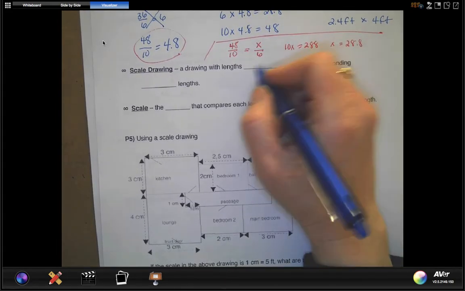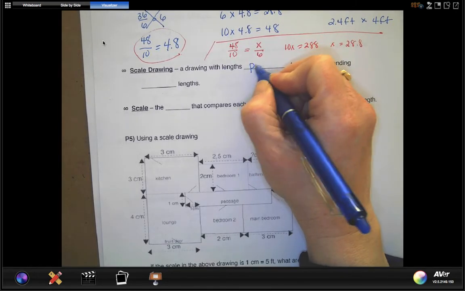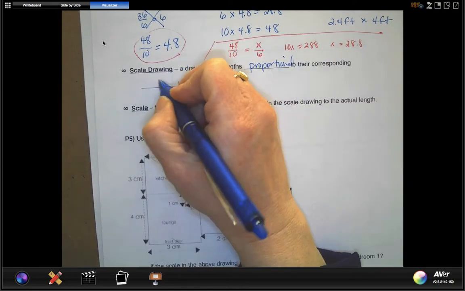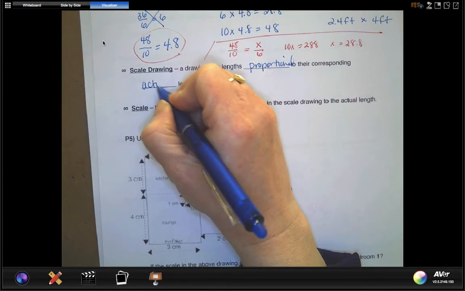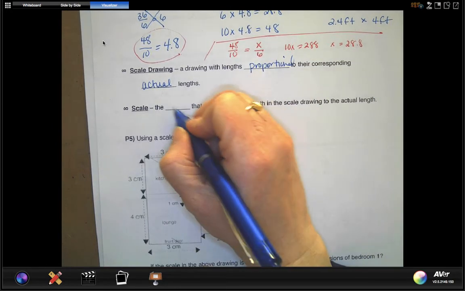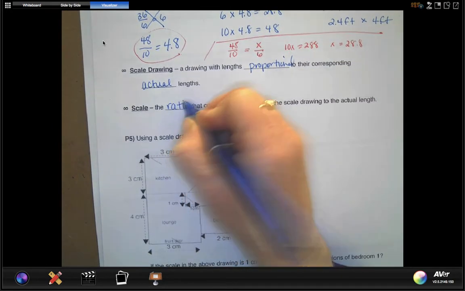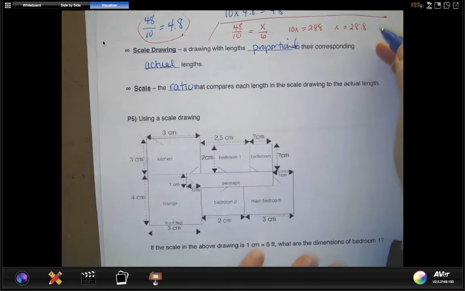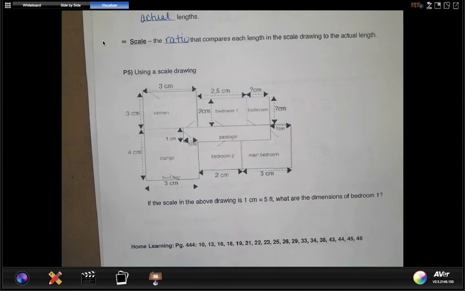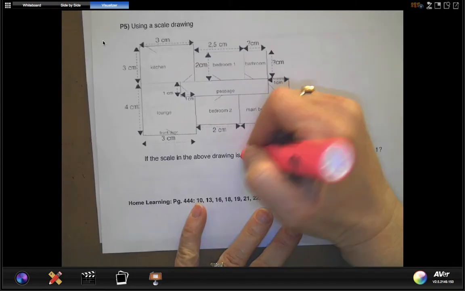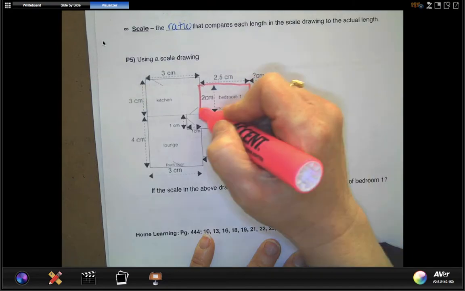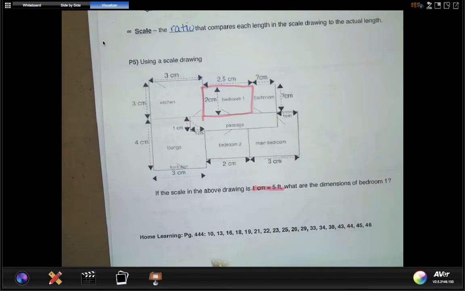All right, a scale drawing is a drawing with lengths that are proportional to their corresponding actual lengths. The scale is the ratio that compares each length in the scale drawing to the actual length. So it says, if the scale in the above drawing is 1 centimeter to 5 feet, what are the dimensions of bedroom 1? So we have 2 by 5.5.